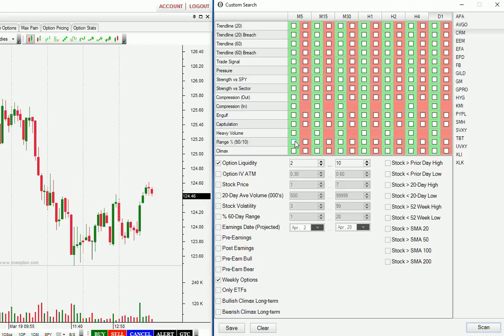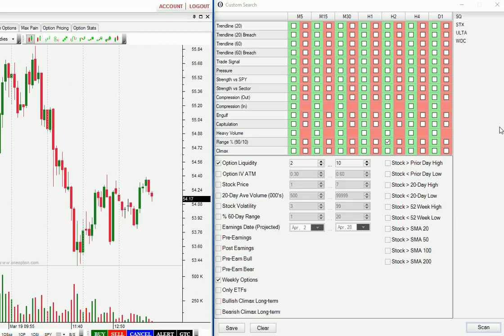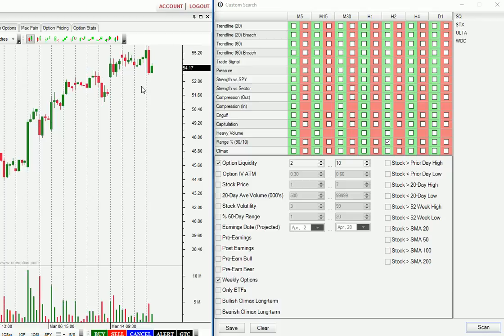I'll unmark that. Now we're looking for, let's use range percent 90-10. We'll go bullish and let's go for the last 2 hours. See if anything is near the upper 90 percentile of its range. There are a couple stocks. So these stocks on an H2 basis, so we need to go to 2 hours, are near their upper percentile. It's near the top end of the range.